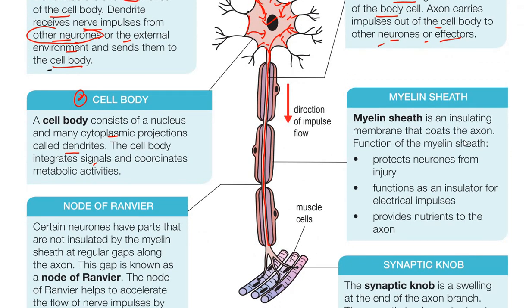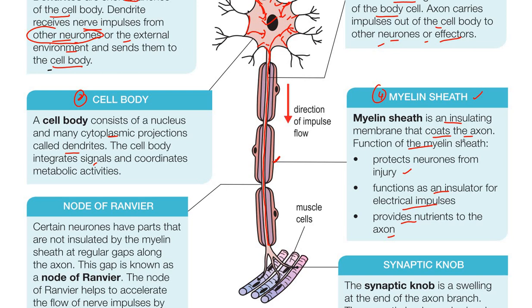Then we have number 4 here, the myelin sheath. Myelin sheath is an insulating membrane that coats the axon. Function of the myelin sheath: it coats the axon, protects neurons from injury, functions as an insulator for electrical impulses and provides nutrients to the axon. So this is the myelin sheath. It protects neurons from injury, of course for protection.